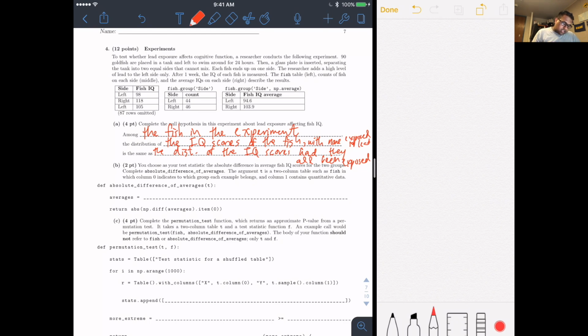So the second question tells us that our test statistic is the absolute difference between the IQs of the fish that were exposed to lead and were not exposed to lead. So an example here would be the absolute value of 113.9 minus 94.6. So we're not looking at whether or not adding lead makes the fish smarter or dumber. We're just looking at, is there a difference, right? So then our test statistic in this case would be this difference.